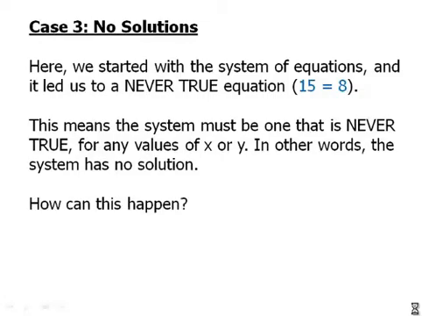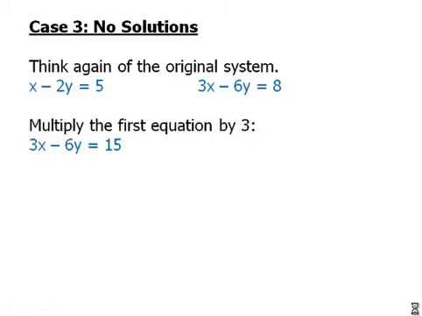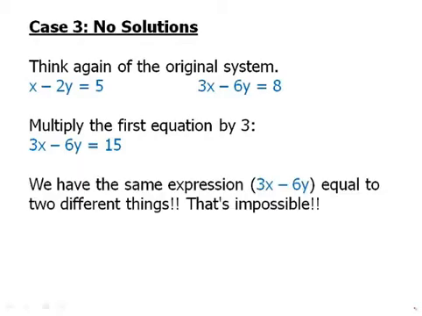How can this happen? Think of the original system again. Multiply the first equation by 3, and what we get is 3x minus 6y equals 15. And notice we have the same expression on the left in both equations equal to different things. We have the same expression equal to two different things. That's impossible. There's no way that 3x minus 6y can equal both 8 and 15 at the same time. And that's why we were led to the paradox 8 equals 15.